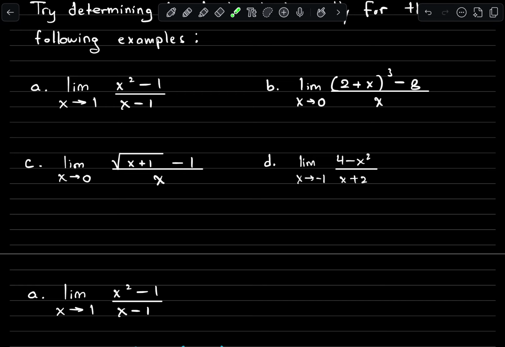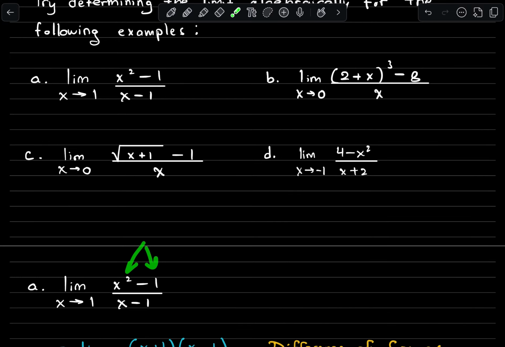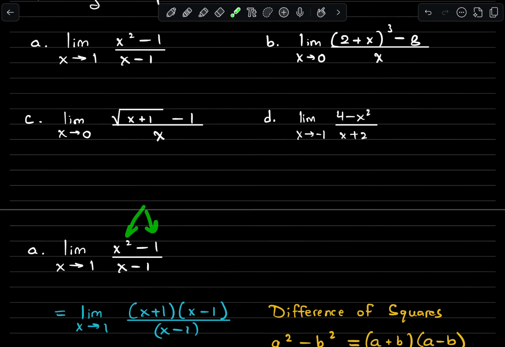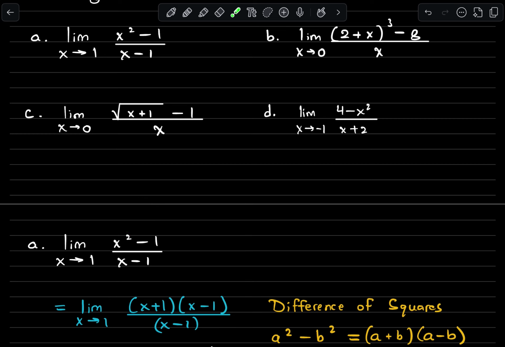Okay, so first of all, for example A, we've got the limit as x approaches 1 of x squared minus 1 over x minus 1. This is really similar to the one we just looked at, but instead of a difference of cubes up top, now we've got a difference of squares. And we can make use of that same formula. This is of the form a squared minus b squared, which is going to expand to a plus b times a minus b. So I'm going to change this x squared minus 1 into x plus 1 times x minus 1.